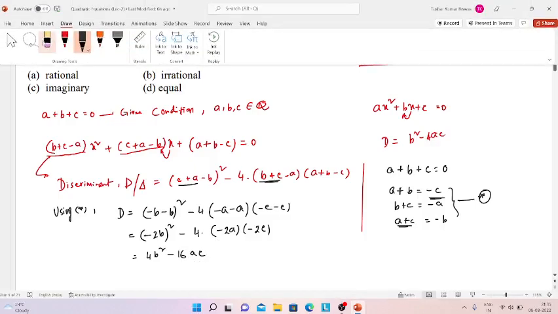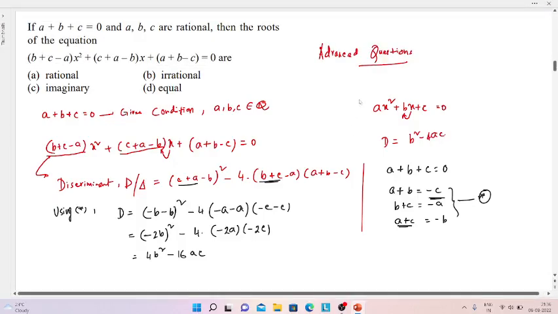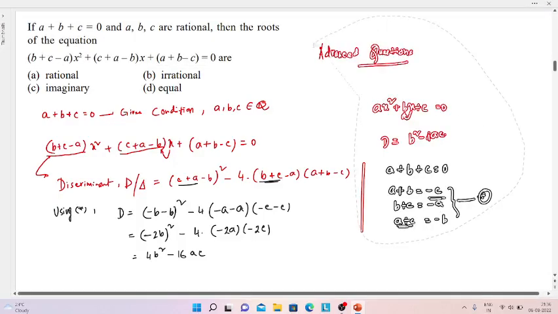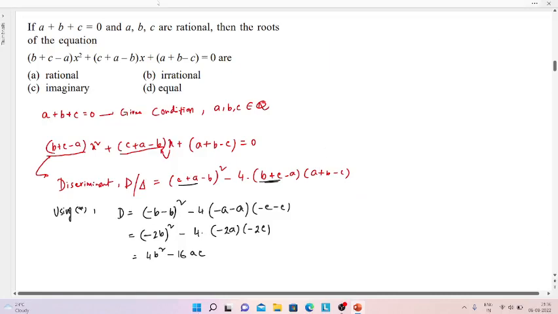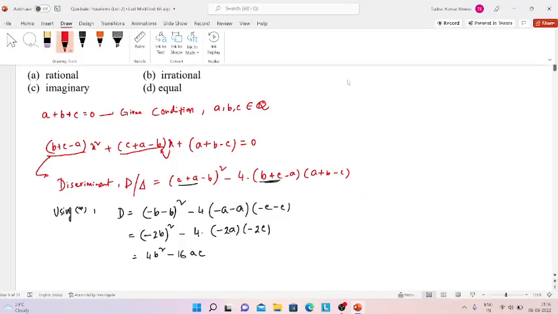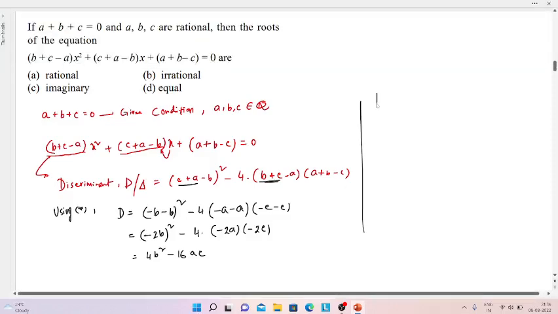So wait a second, I have to erase the part. Okay, let's move on to writing down something. So you can see that the value of d is nothing but 4b squared minus 16ac. So I can take 4 common, so we'll have b squared minus 4ac. So we can't say whether this particular term is positive, negative, or equal to 0.